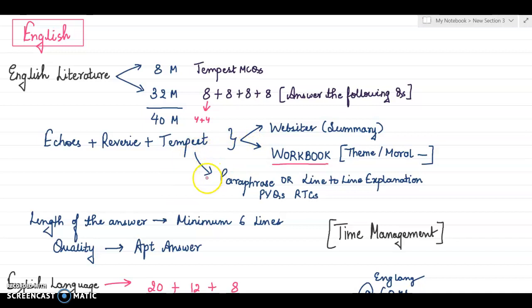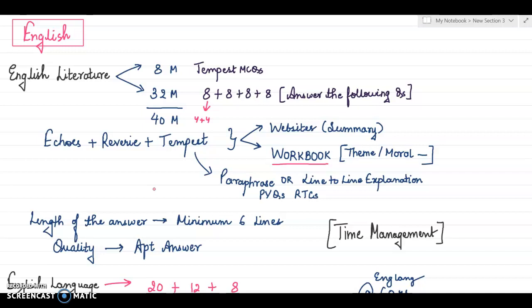Now, for Tempest, paraphrase is a good option if you want a line-to-line explanation, or you can get it from the websites also. There are some YouTube channels based on Tempest, and they explain each and every phrase, quotes and everything, line by line. So you can also refer to their YouTube channels. And then previous year questions and reference to the context must be practiced.